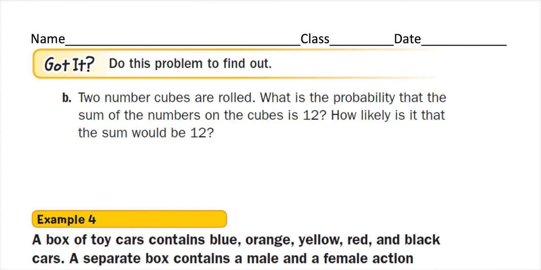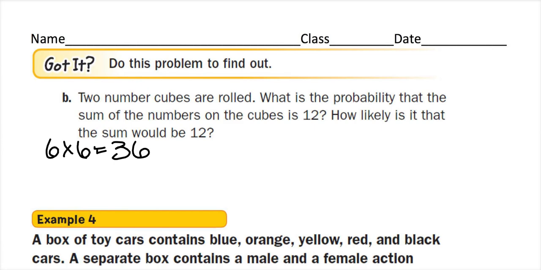All right, so we need to figure out first how many sums we have. So we're going to roll 2 number cubes. There's 6 numbers and 6 numbers, so we're going to have 6 times 6, which would be 36. So there's 36 different outcomes. And then it says, what's the probability that the sum of the numbers on the cubes is 12?